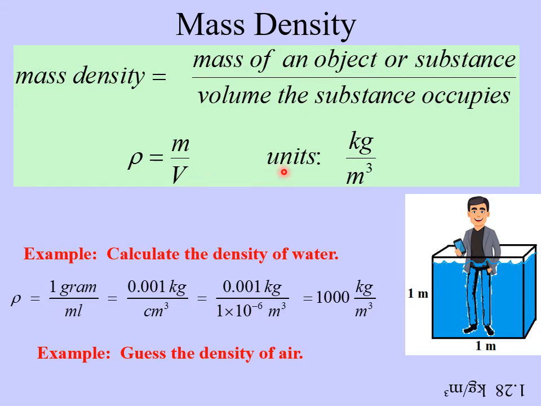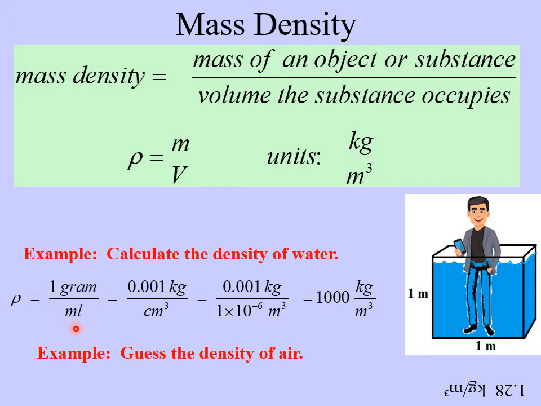So the units of mass density are kilograms, that's the mass, divided by meters cubed or cubic meters, that is the units for volume. So mass density rho is measured in kilograms per cubic meter. So let's just look at a couple examples here. What is the density of water, the mass density of water? So it turns out that water, using the metric system, is very easy to calculate. Water has a density of 1 gram of mass per milliliter of volume.